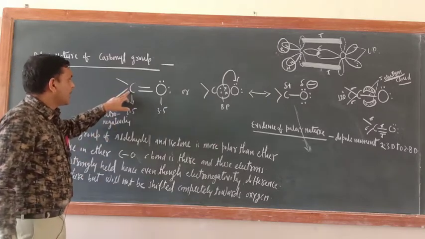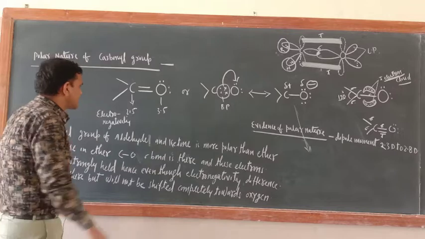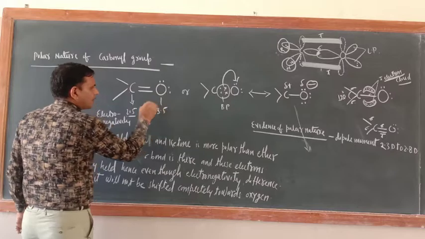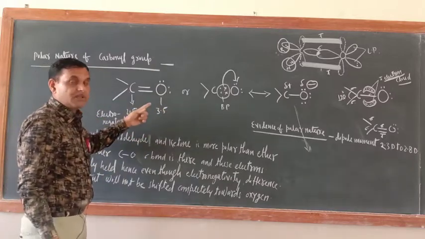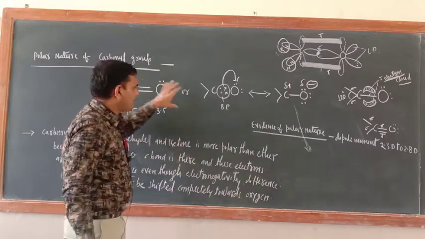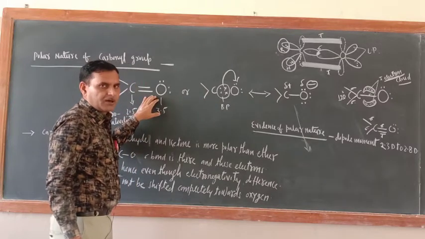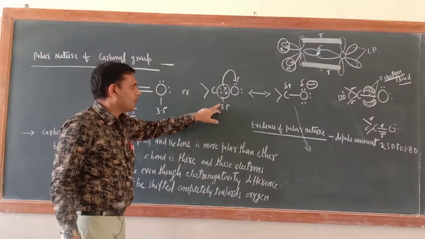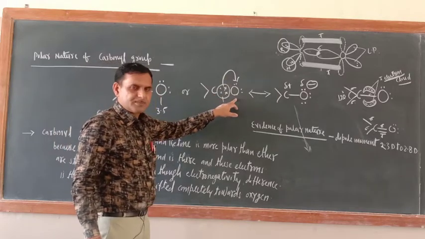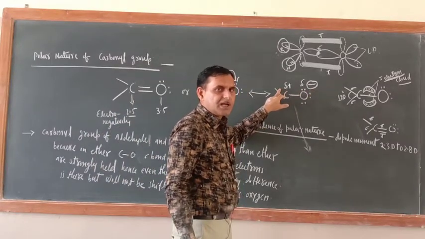Polarity arises due to difference in the electronegativity of 2 bonded atoms. So just see, the carbonyl group is a polar group. Why and how is it polar? The carbon electronegativity is 2.5, oxygen electronegativity is 3.5. Means oxygen is more electronegative than carbon. If I make the same structure like this, between carbon and oxygen there is sharing of 4 electrons, means 2 bond pairs are there. Since oxygen is more electronegative than carbon, the bond pair will be shifted toward the oxygen.